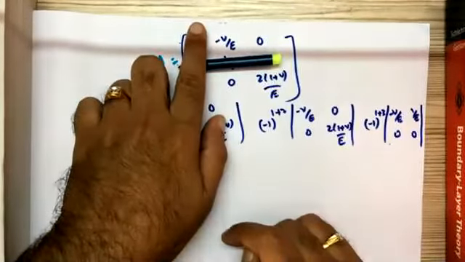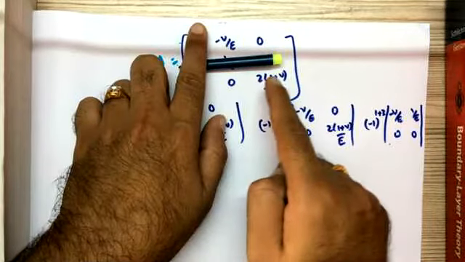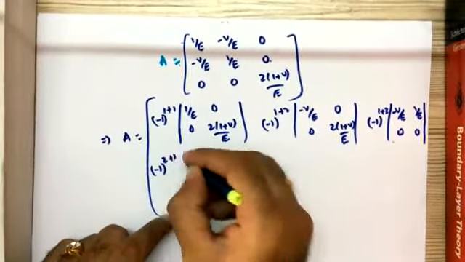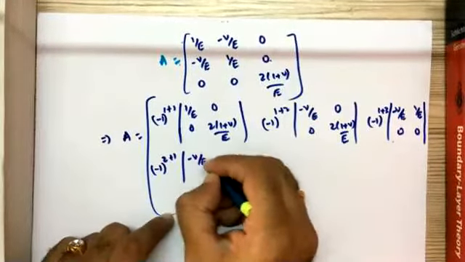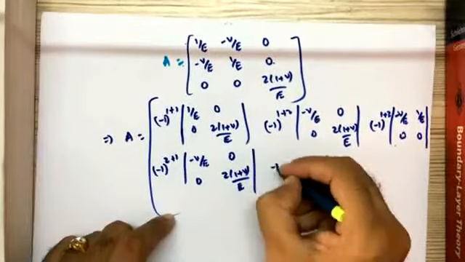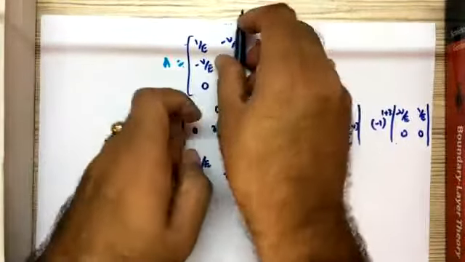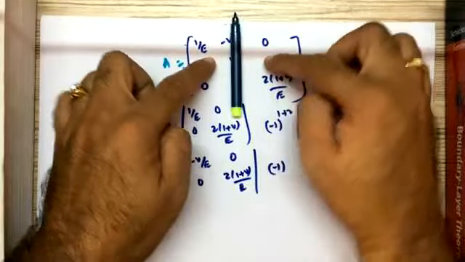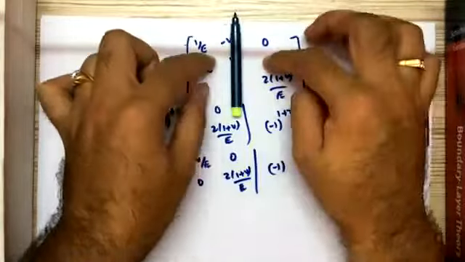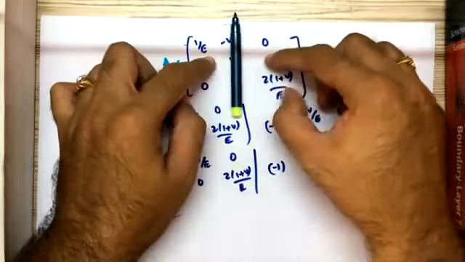What is remaining? Minus nu by E, 0, 0, 2 into 1 plus nu by E. Second row, second column, this element. You eliminate that particular row and column. What is remaining? 1 by E, 0, 0, 2 into 1 plus nu by E.